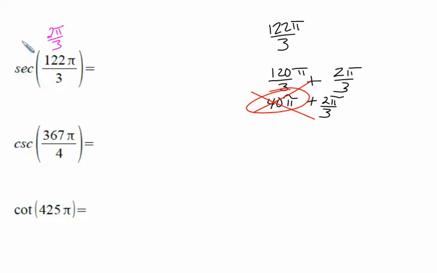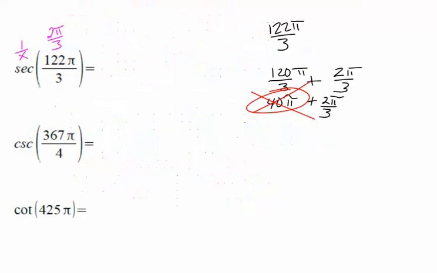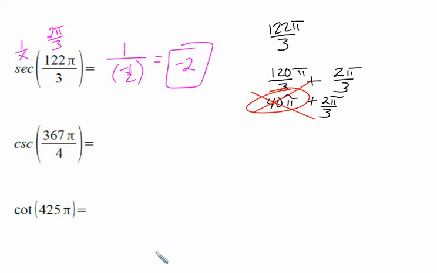Also, we want to keep in mind that secant is the reciprocal of the x coordinate. Secant is 1 over cosine. So if we come back to our unit circle, we are looking at 2 pi over 3, which is up here. We want 1 over the x coordinate. The x coordinate is negative 1/2. So we are going to come back to our problem. We want 1 over negative 1/2. Dividing by a fraction is the same as multiplying by its reciprocal, and that will be negative 2.